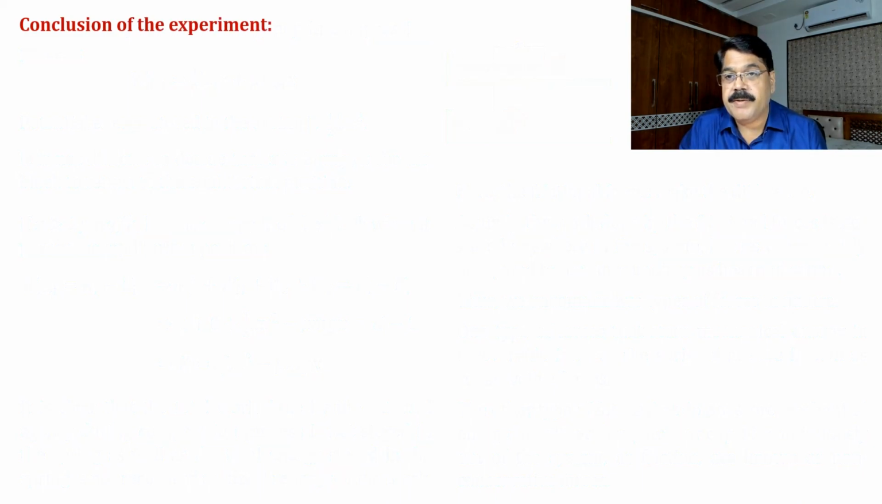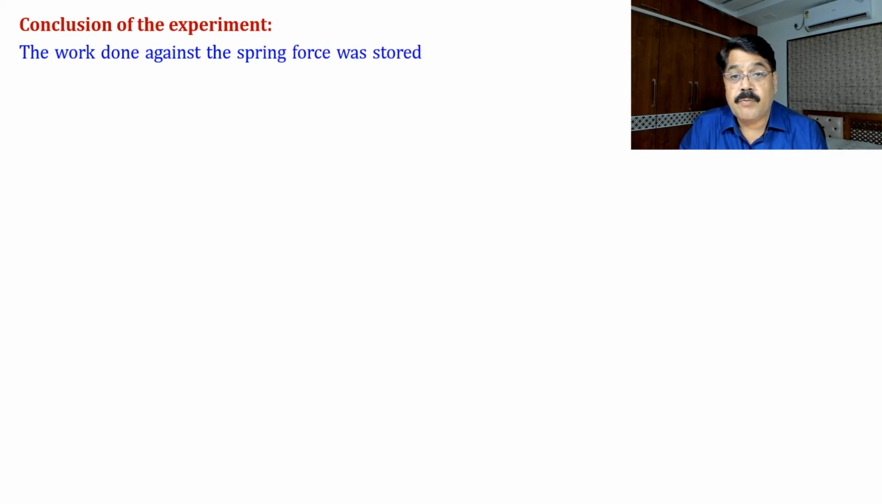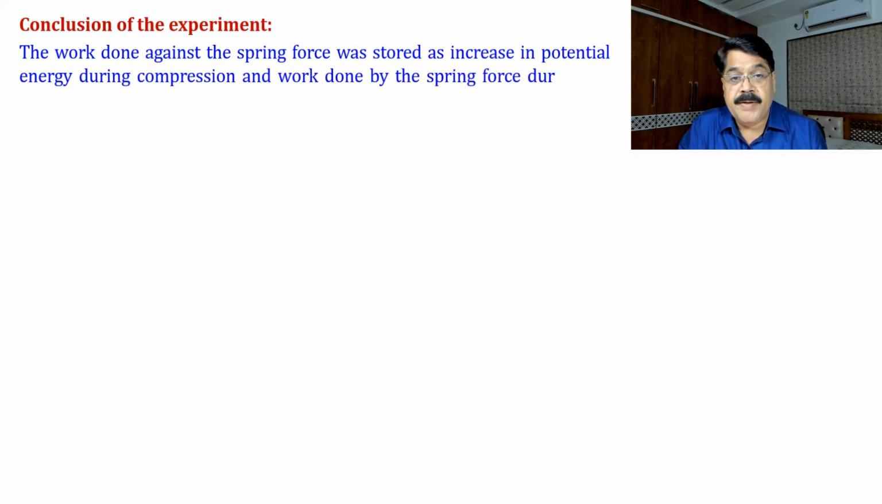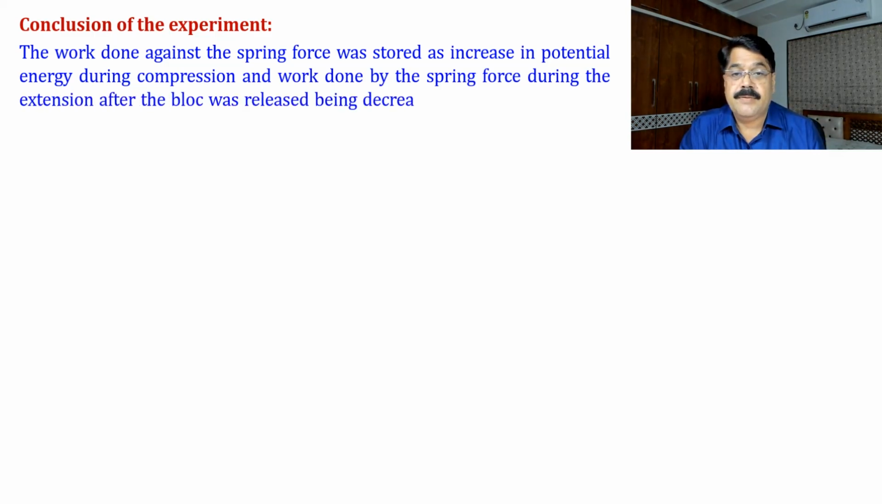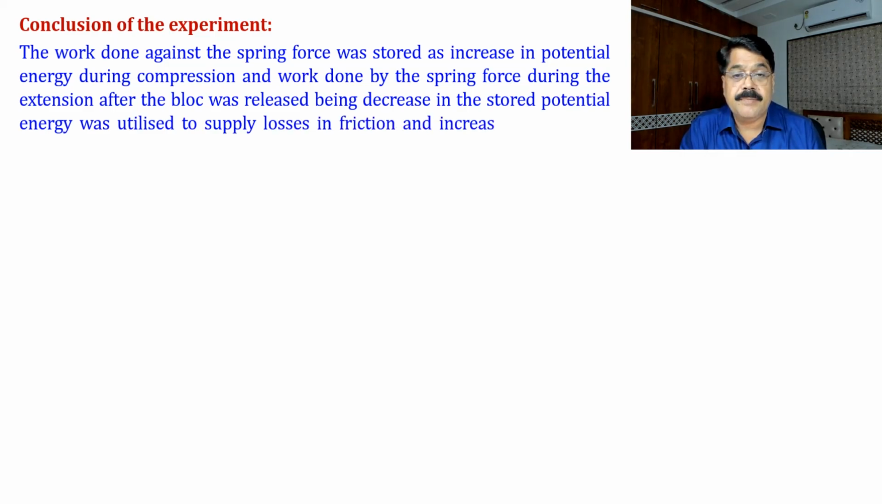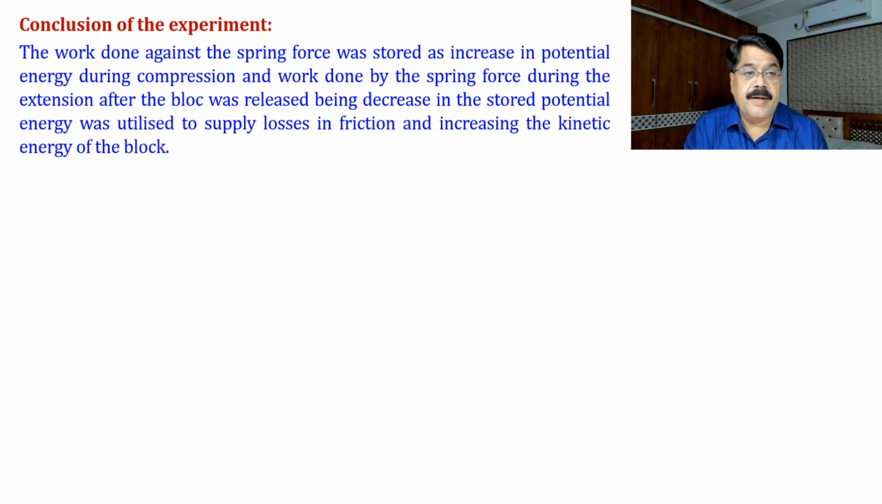Conclusion of the experiments. The work done against the spring force was told as an increase in potential energy during compression, and the work done by the spring force during the extension after the block was released, being a decrease in the stored potential energy, was utilized to supply losses in the friction and increase the kinetic energy of the block. That is a very important idea. Here I am considering that the external agency is compressing the spring.